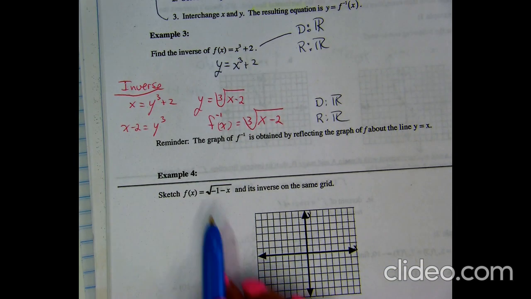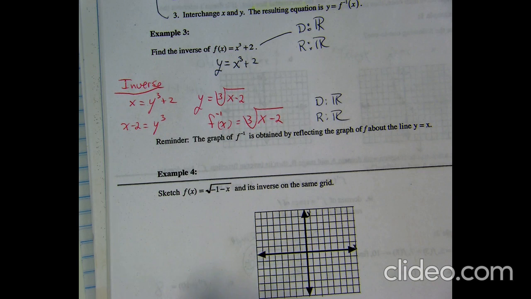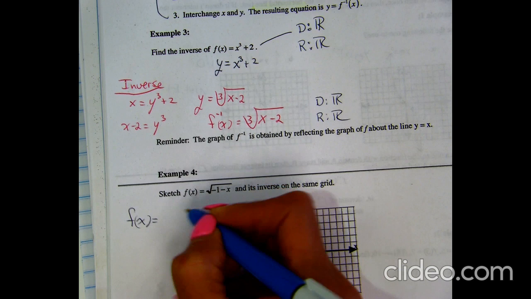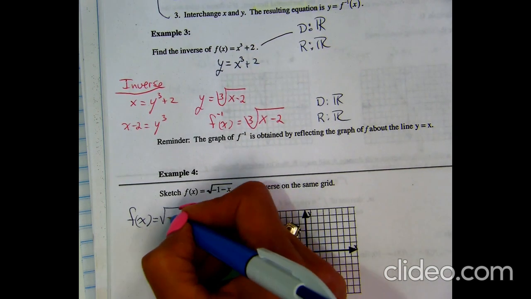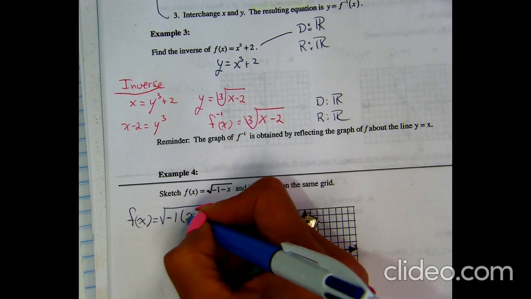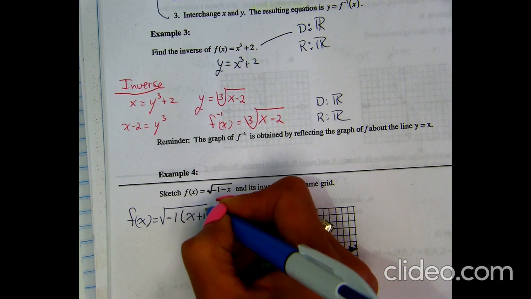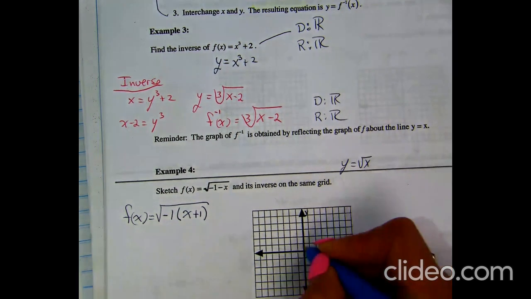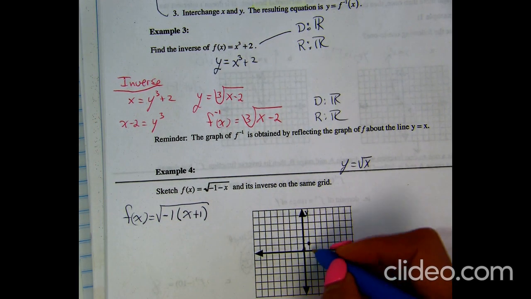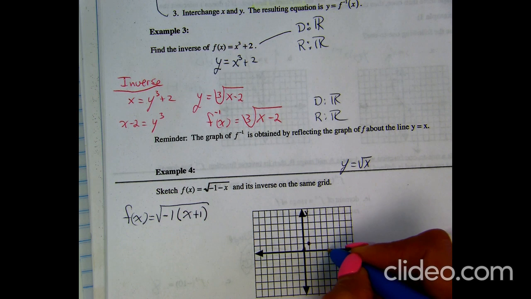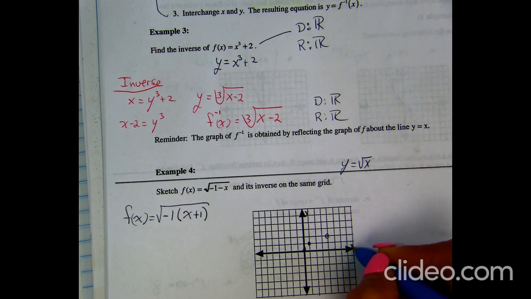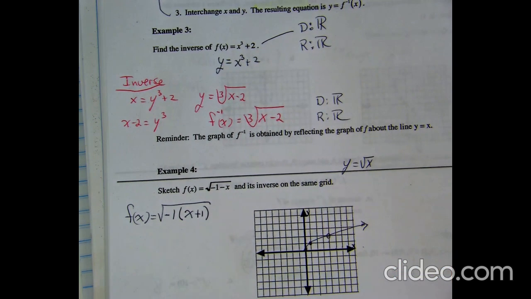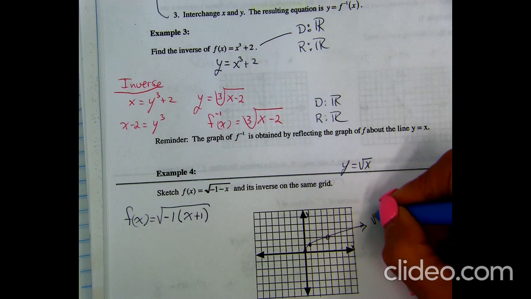Let's graph this function and its inverse on the same grid. So before I start, I'm going to write this radical function in preferred format, factoring out that -1. Because I know what this function y equals root x looks like. It looks like this. Okay, from your catalog of basic functions in Math 12, there's root x.